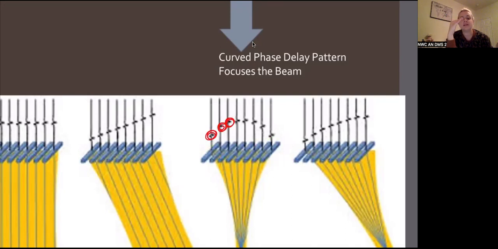So electricity is given to the PZTs using time delays, which creates this curved pattern of electricity. Remember what I said to you guys: the more curved the pattern is, grab that, yank it up, the focus is going to move closer to the face of the transducer. The less curved the pattern is, the focus will be deeper and further away from the face of the transducer.